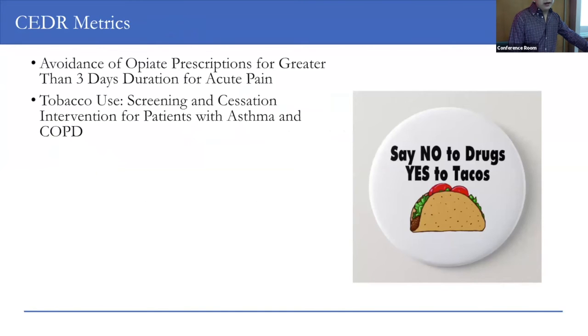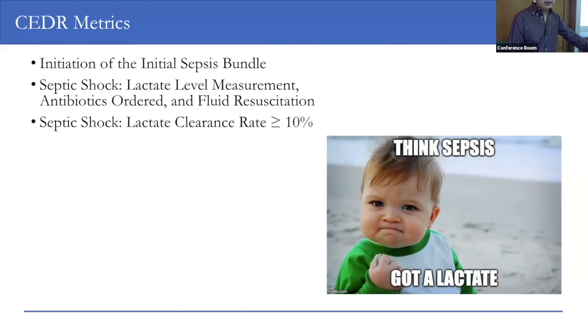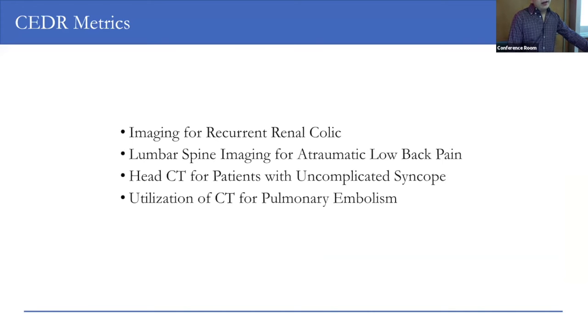So I wanted to briefly mention a few of the metrics that ACEP has come out with, which I think overall make a little more sense to me, or are more familiar to us as ER docs. Avoidance of opiates for more than 3 days in discharged patients, and tobacco screening for patients with asthma and COPD, compliance with sepsis metrics, including lactate measurement and clearance. And then again, appropriate imaging. So they have metrics for imaging in kidney stones, x-rays for non-traumatic low back pain, syncope, and pulmonary embolism.